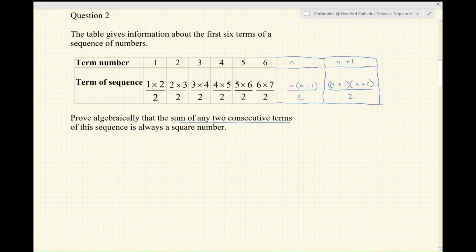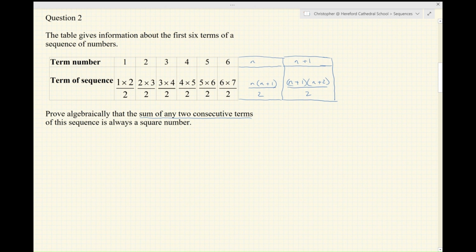Now I've got to look at the sum of those consecutive terms. So I'm going to add up my two algebraic expressions. I've got n lots of n plus 1 over 2 plus n plus 1 multiplied by n plus 2 over 2. Let's write that under the common denominator. Let's multiply out that bracket, n squared plus n plus, now I'm multiplying out n plus 1 lots of n plus 2, n squared plus 3n plus 2.